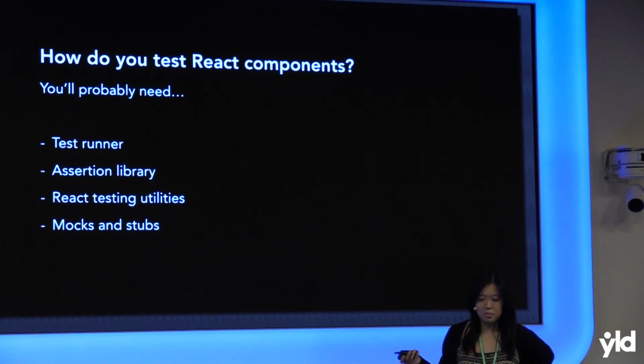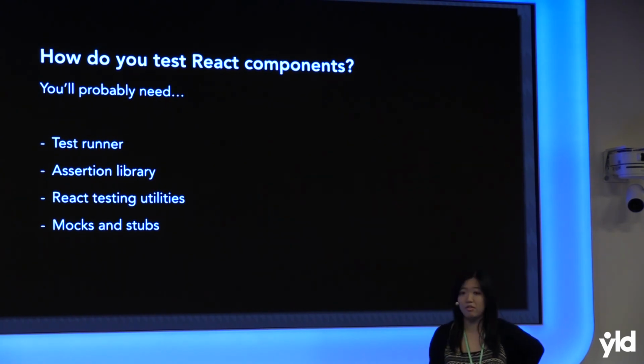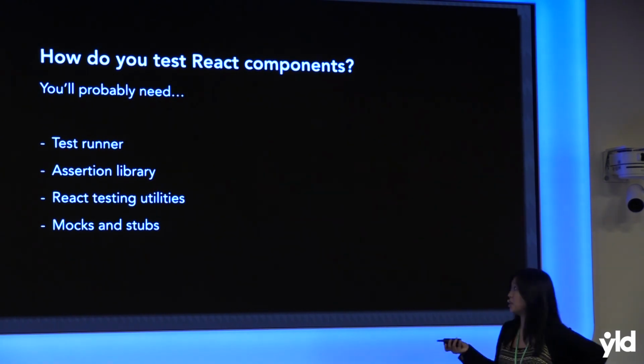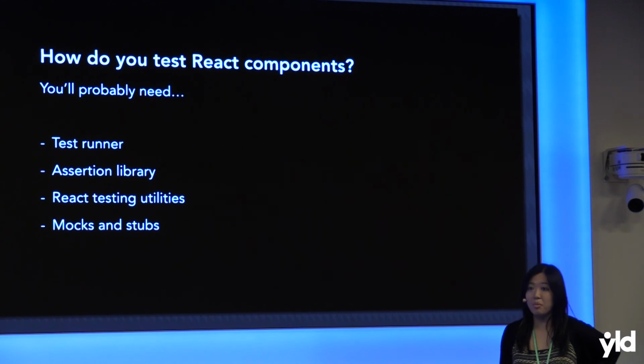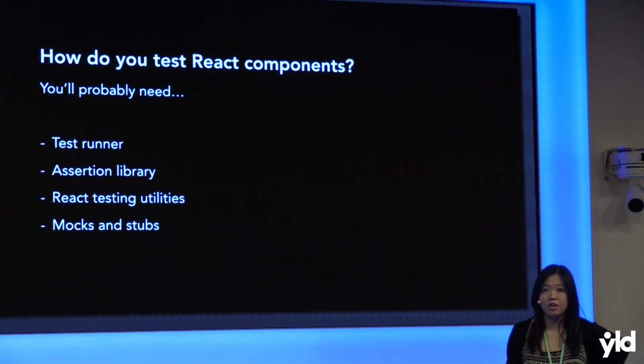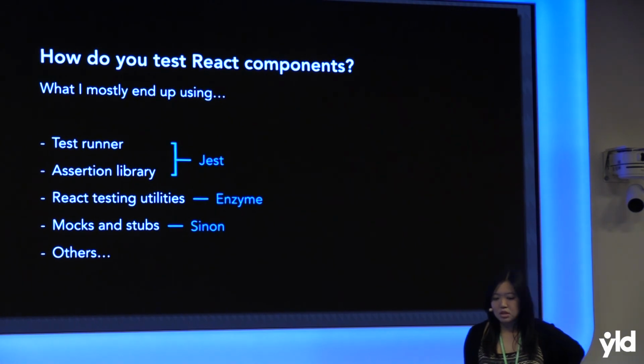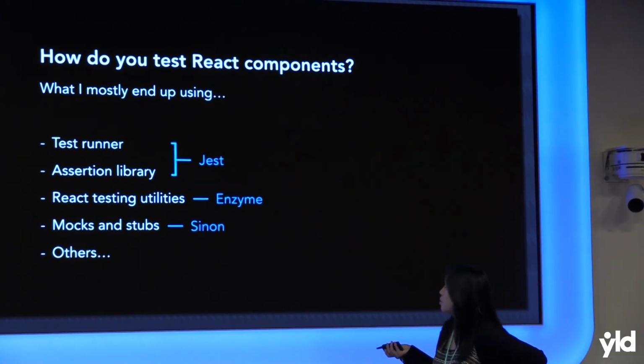So when you have the expects, you would need some mocks and stubs, so things that create fake objects to simulate the behavior of real objects, and you would need some React testing utilities. So you might have used things like Enzyme before. Enzyme is a library that's created by Airbnb, and it wraps a few of the other standard React testing utilities, and it helps you traverse and manipulate the DOM. So this is what I mostly end up using.